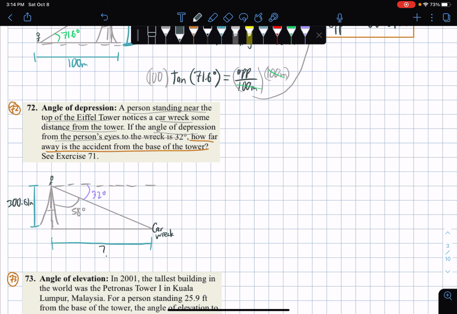Again, we have to choose from 3 choices, SOHCAHTOA. And based on what we have right now, from this angle of 58 degrees, I'm sorry, I'll be back for a while.